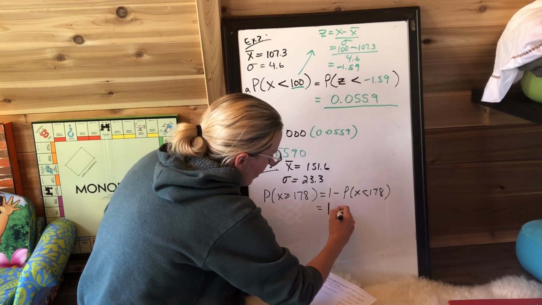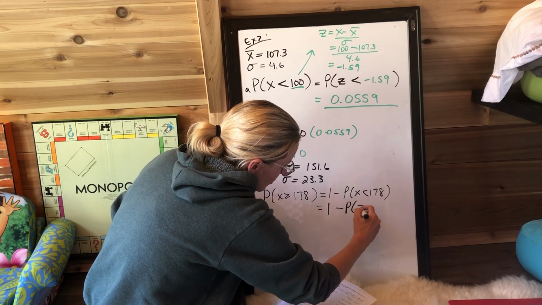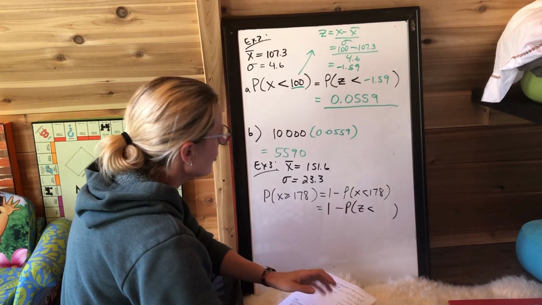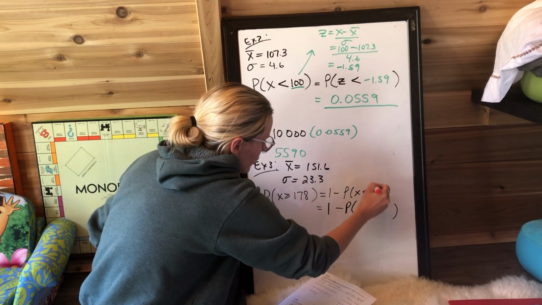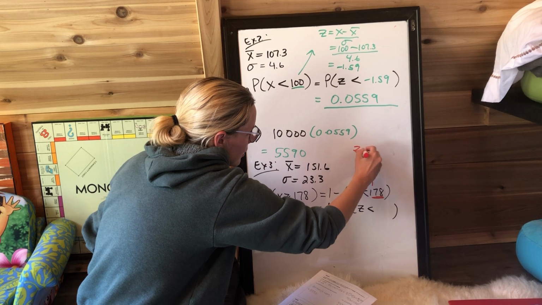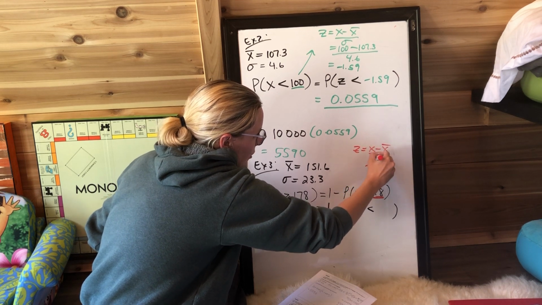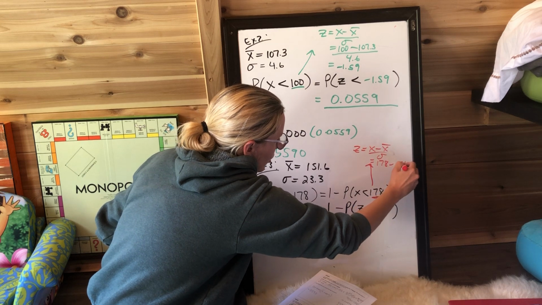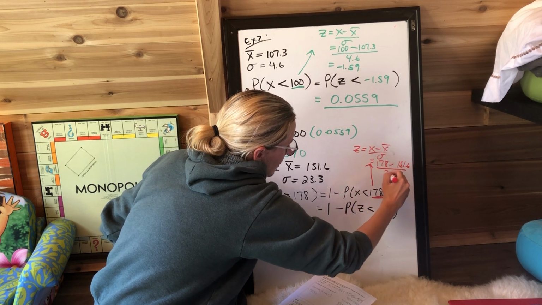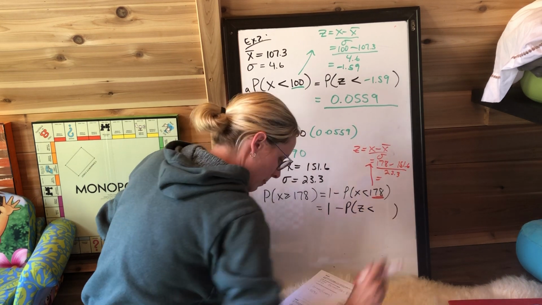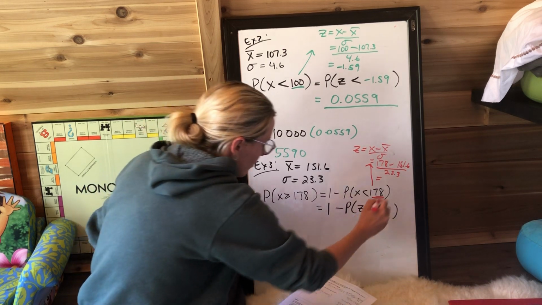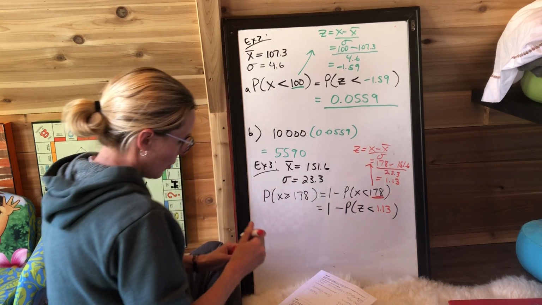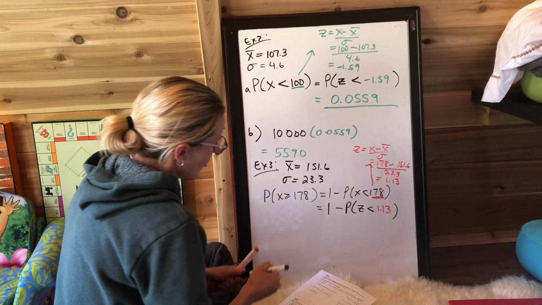Within this, you keep the 1 there. You still have to convert this to a z. Okay, this x has to become a z. And again, you're doing the same sort of thing. You're taking this value, you can do it on the side, x minus x bar over sigma, in this case 178 minus 151.6 divided by 23.3, and you get 1.13. So you are simply trying to find the probability it's less than 1.13.